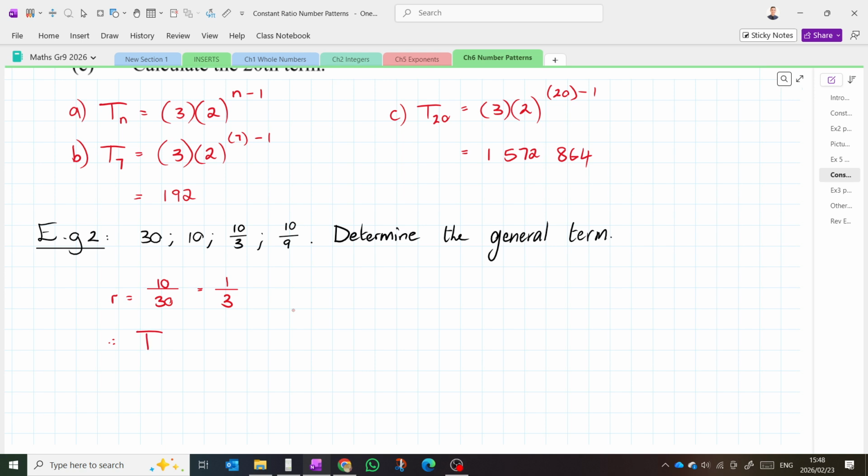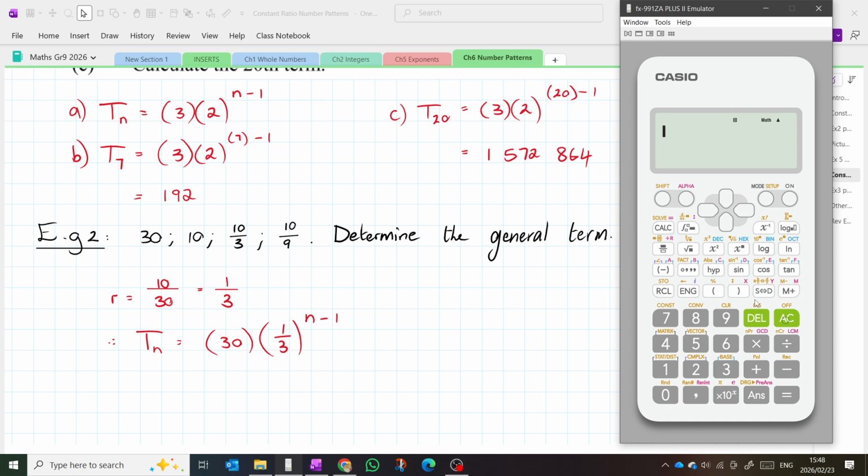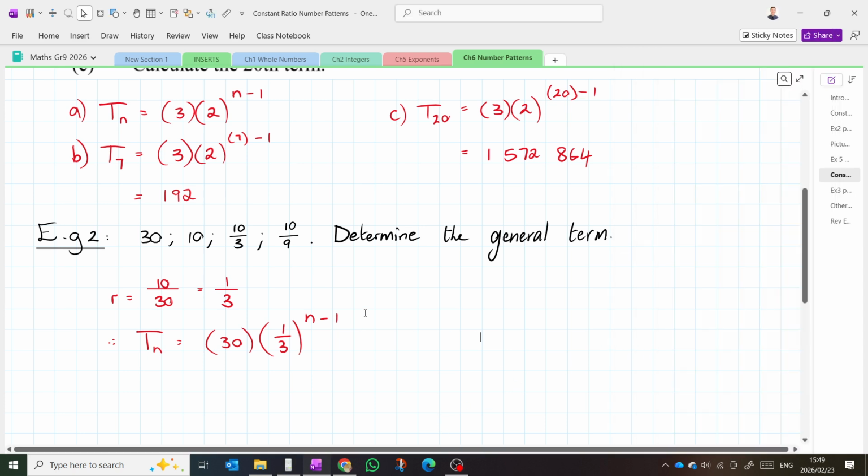That means my general term is again going to be my first term, which is 30, times my ratio, which is a third, to the power n minus 1. That's all that there is to it. As always, my suggestion will be to test it. So I'm going to take my answer, and I'm going to plug 3 into it as an example. And that gave me back the third term, 10 over 3. I can do the same with the fourth term. And that gave me 10 over 9, which confirms that I have the correct general solution.